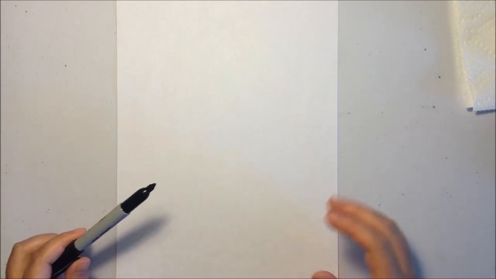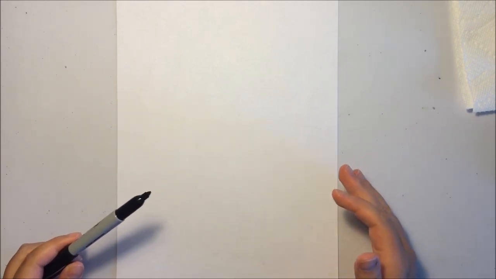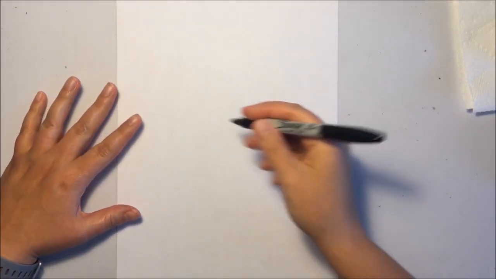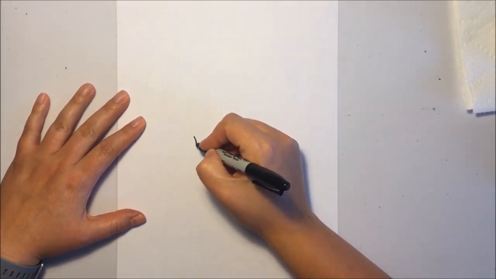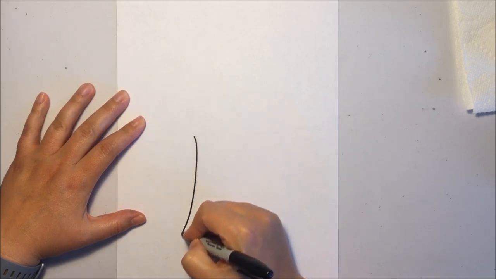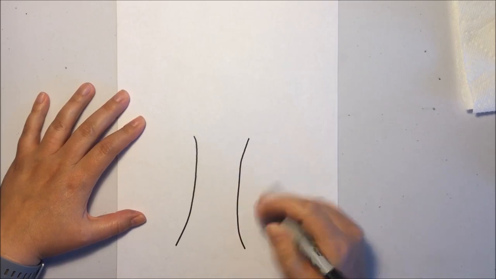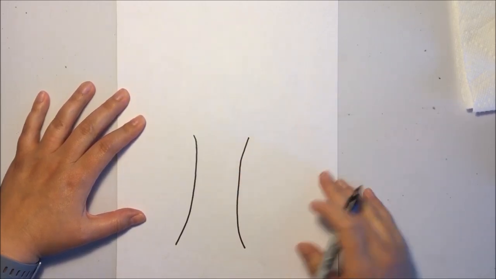All right, we're going to go ahead and draw our tree. I'm going to start right out with my Sharpie because I've already drawn mine and erased the pencil lines. But you may want to start out with your pencil and erase your pencil lines and then outline. I'm going to start by making the trunk of the tree by making two lines that run parallel to each other, coming down.